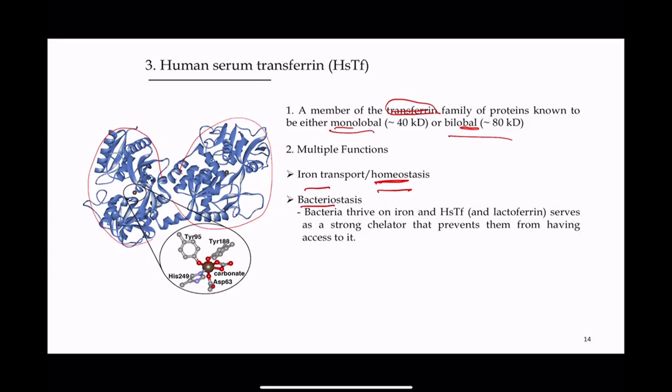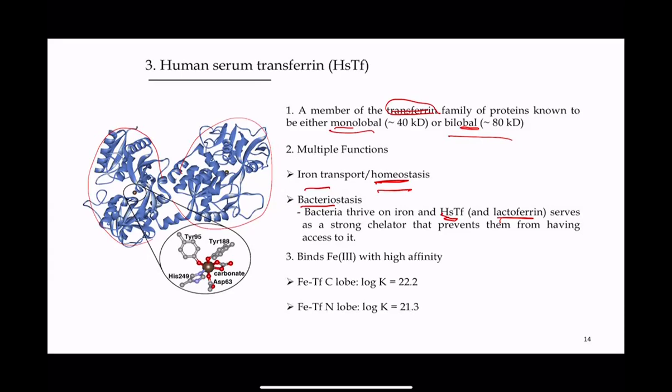So what happens is that you have transferrin and even other members of the family, like lactoferrin. Lactoferrin is present in milk, right? These types of proteins will grab onto that iron and not make it accessible. In that way, it protects us from bacteria being able to pull the iron away.